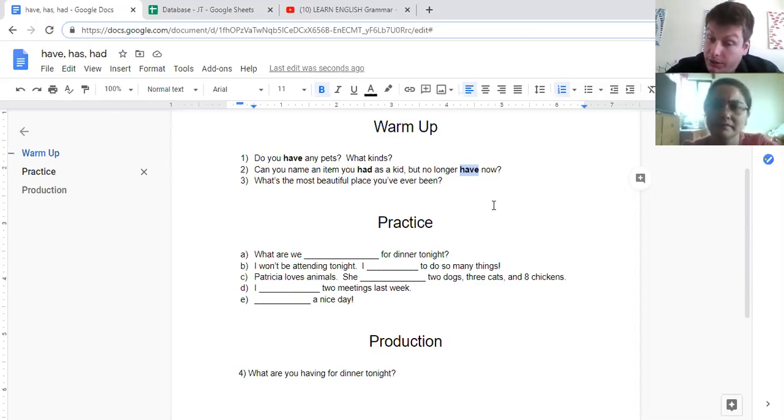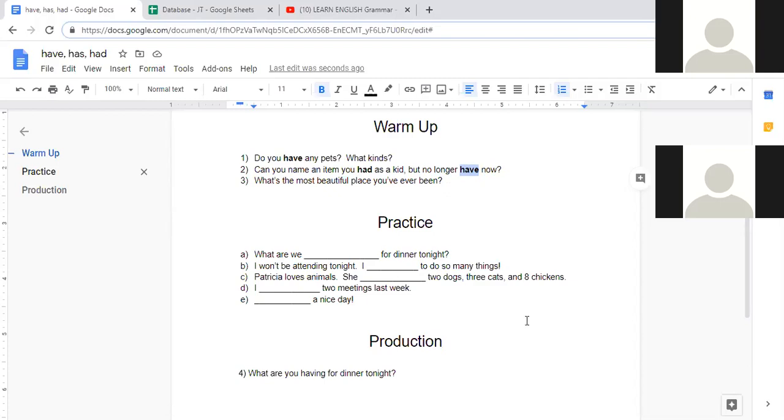All right, let's go to Louisen. Louisen, can you name an item you had as a kid but no longer have now? Can you repeat the question, please? Yeah. Can you name an item you had as a kid but no longer have now? An item. A thing. Like a thing. An object. Well, I don't remember anything right now.